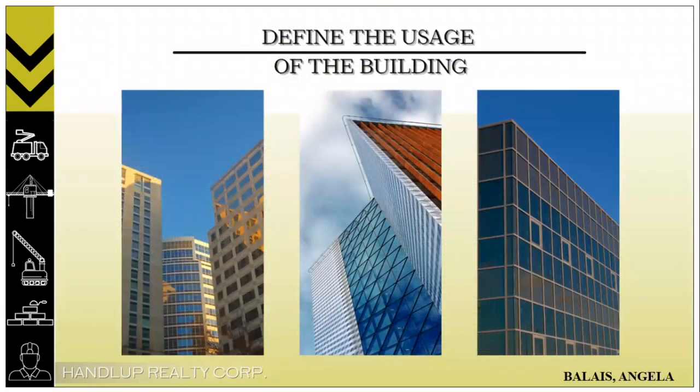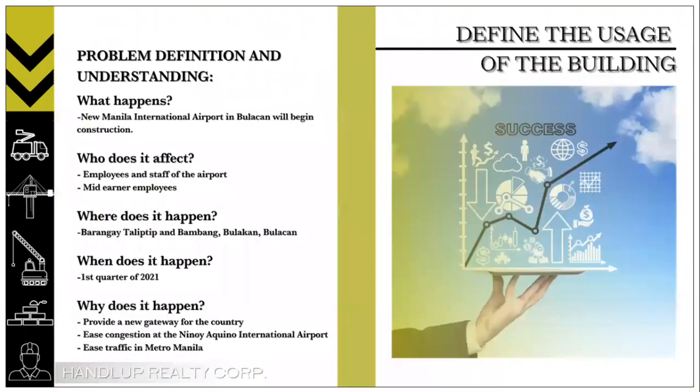Now, let us discuss step 2 of the design process, which is to define the usage of the building. It also includes the problem definition and understanding. A project is a plan of work that ideally gets you to the desired outcome. Before a project takes place, you really must think about and define why you are taking on the project. What are the issues and problems you are having that the project will address? Or what problem or need will the project ultimately be solving?